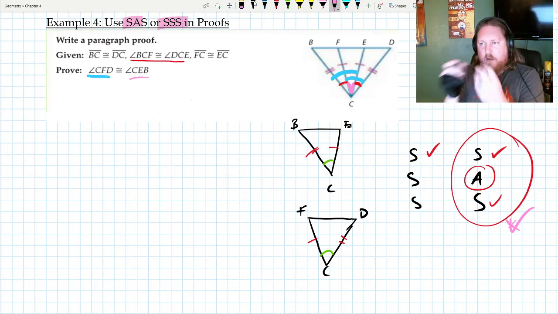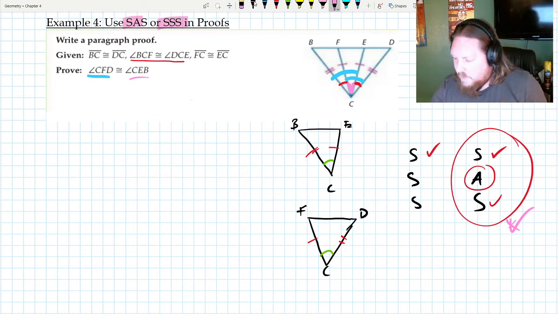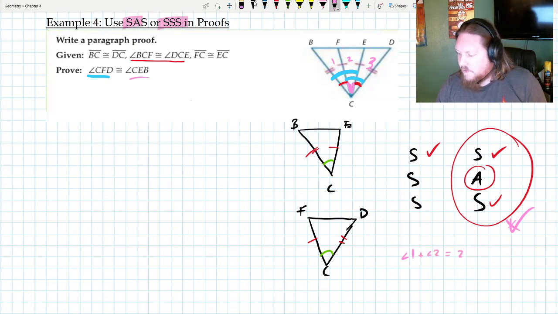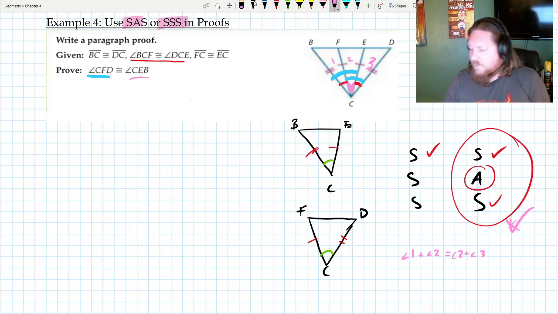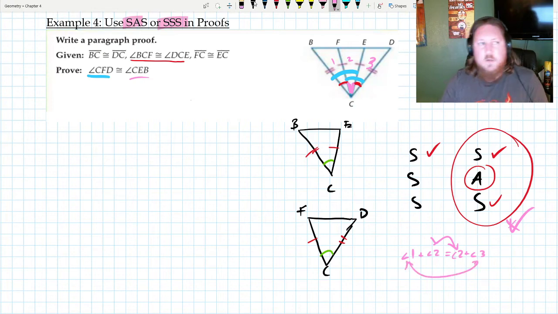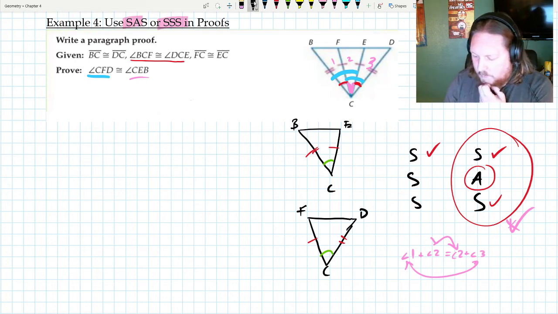I'm going to set up something about those two angles adding up to the same thing. Think of it as angles 1, 2, and 3. If I can show that angle 1 and angle 2 add up to be angle 2 and angle 3, then it works. And I should be able to, because I already know 1 and 3 are congruent, and 2 always has to be congruent to itself. There we go. Now I've got everything I need. So, statements.